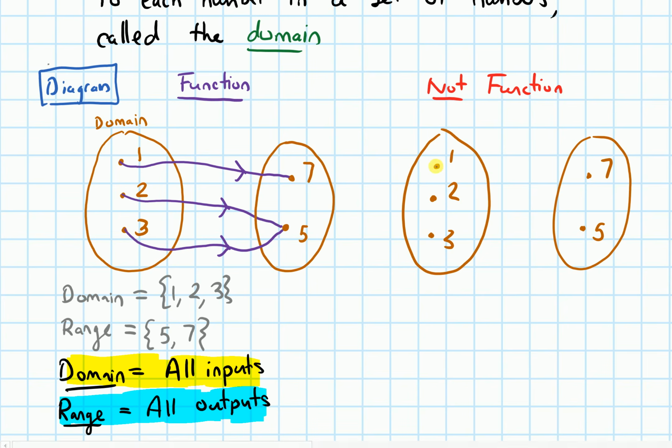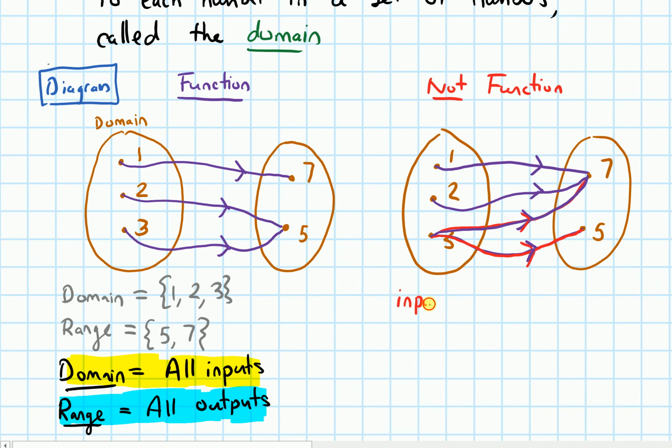So this time, again, I'll have the 1 go to the 7. I'll have the 2 go to the 7. And 3, I'll have that go to the 7 and also to the 5. But if I do that, I have a problem. The input 3 got assigned to 2 outputs, and that is not allowed to happen.